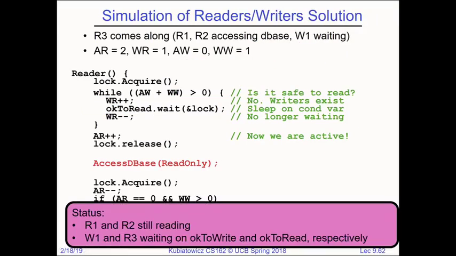Okay, so what's our status? Now, R1 and R2 are going to spend several days accessing the database. I guess I said that earlier. This lecture is going to go on forever. W1 and R3 are waiting on the OK to write and OK to read condition variables. So nothing at this point is going to happen with W1 or R3 until something happens with the 2 readers, because our invariants are preventing that from happening. Okay? Questions so far? Everybody with me?